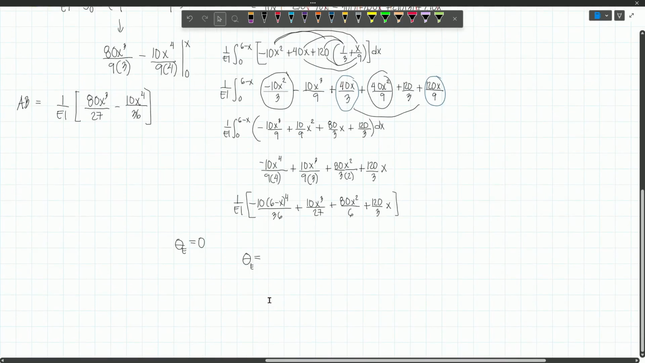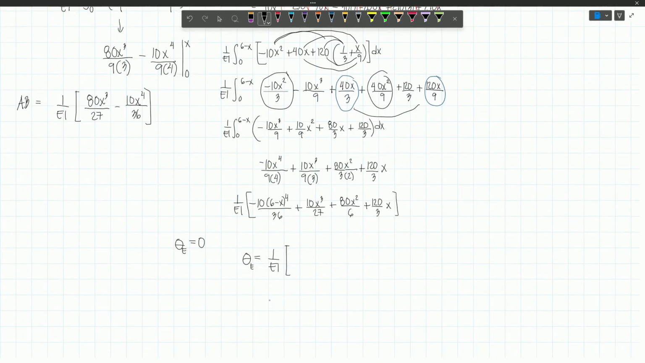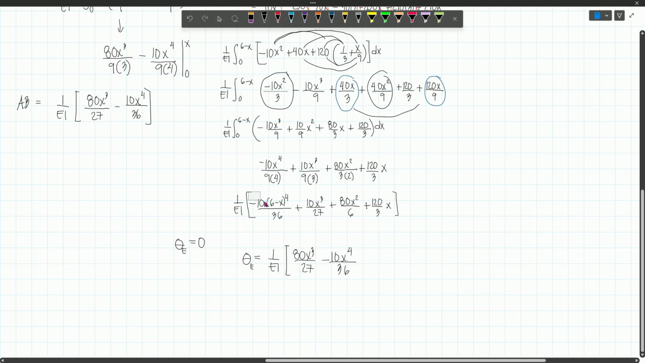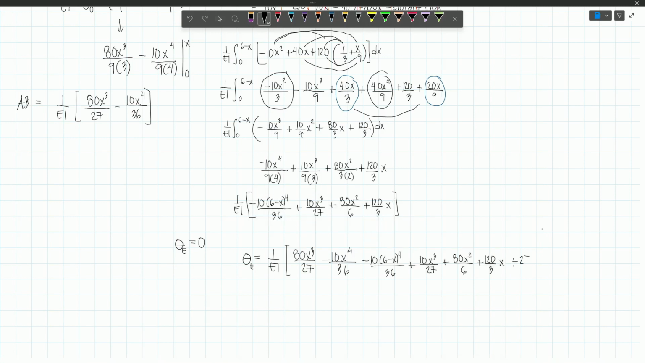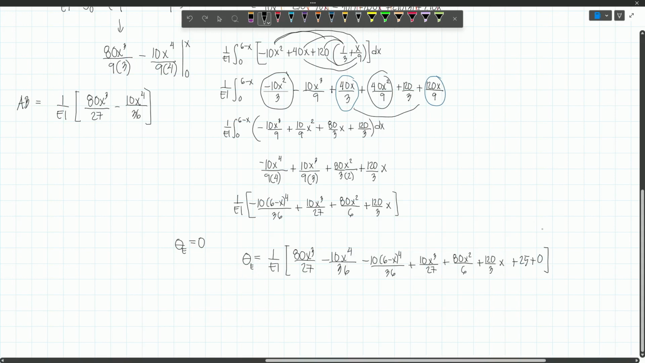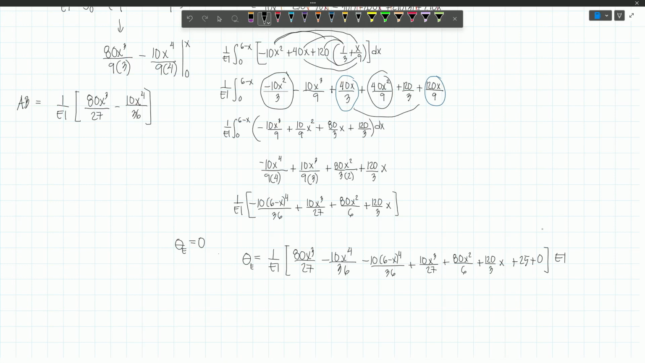So we will have 1 over EI multiplied by 80x cubed divided by 27, and then minus 10x to the 4th divided by 36, and then plus this expression, so let's just copy it, and then plus 25, and then plus 0, and we will set this to 0. Again, we will multiply this by EI, and this one by EI. So this cancels, and because we are setting this to 0, that is the reason the EI disappears. And so now we can solve for x.